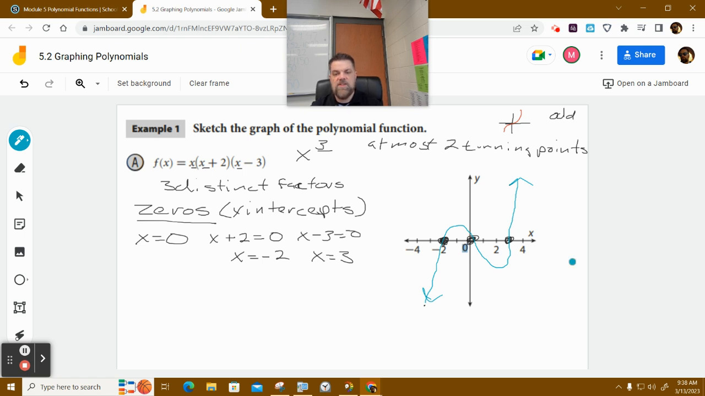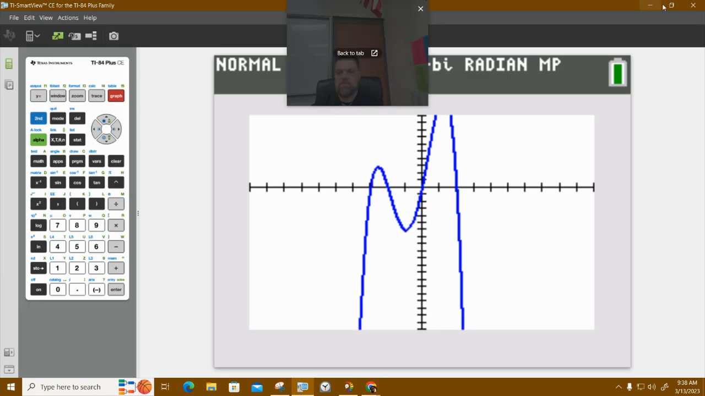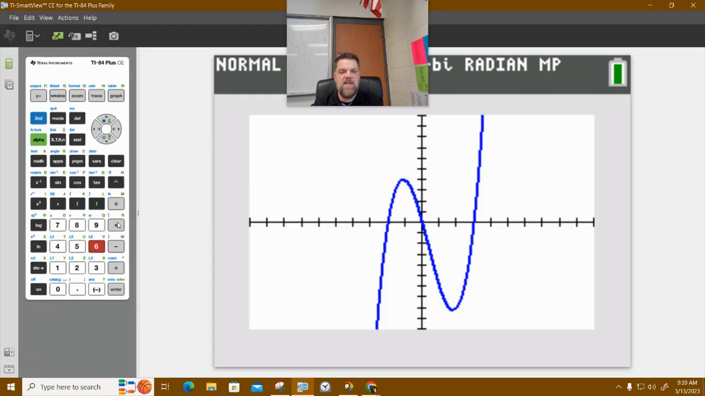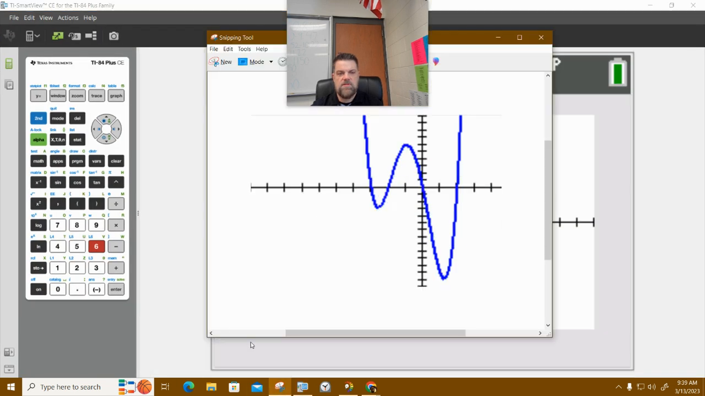Let's graph it, for real. See what we get. So let's come in here and I'm going to clear this out, and I'm going to say x times the quantity x plus 2, times the quantity x minus 3. I'm going to hit zoom standard, and hopefully the whole thing will fit. Not too shabby. Let me make that big, and we'll take a screenshot.